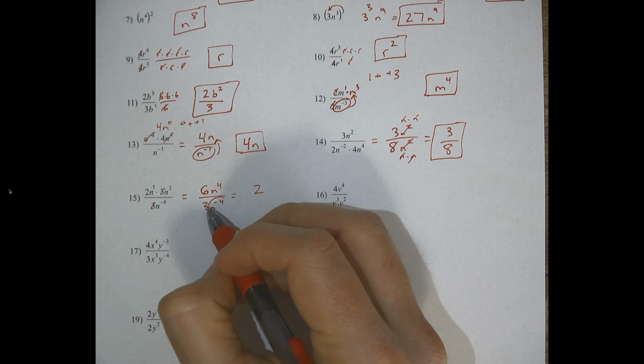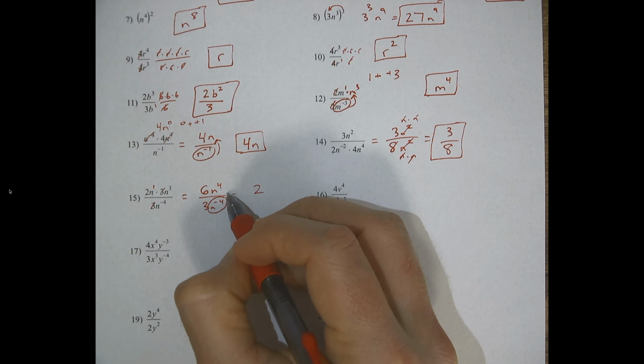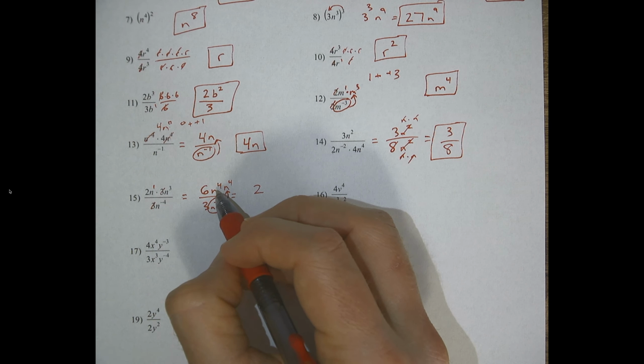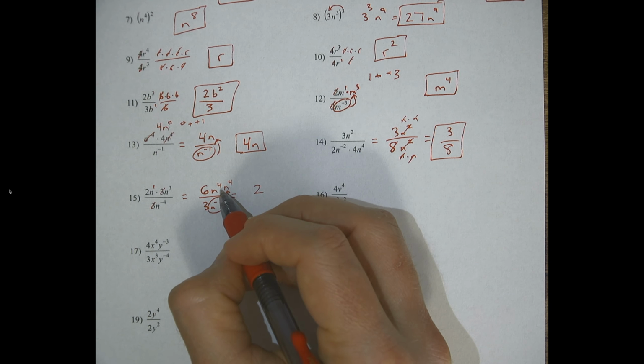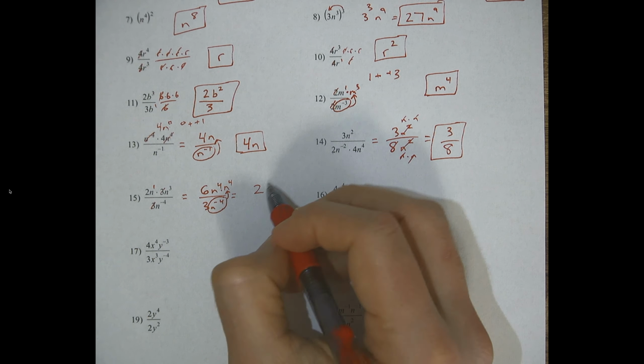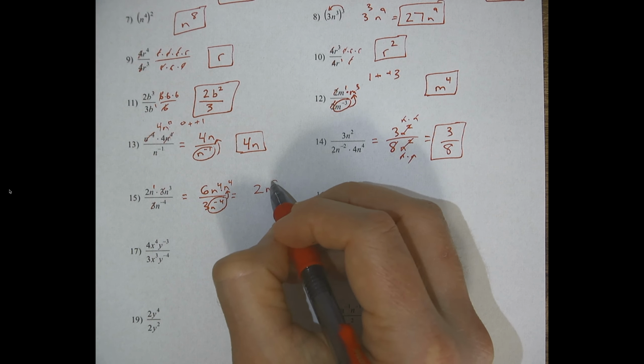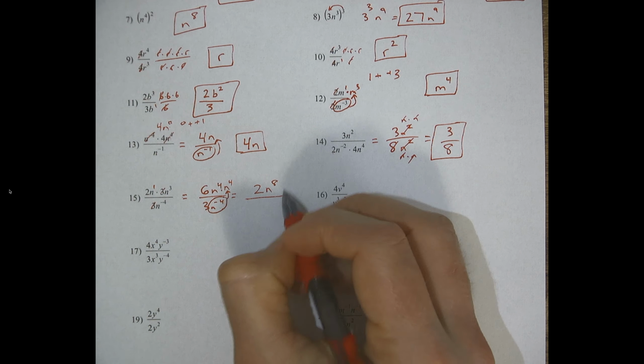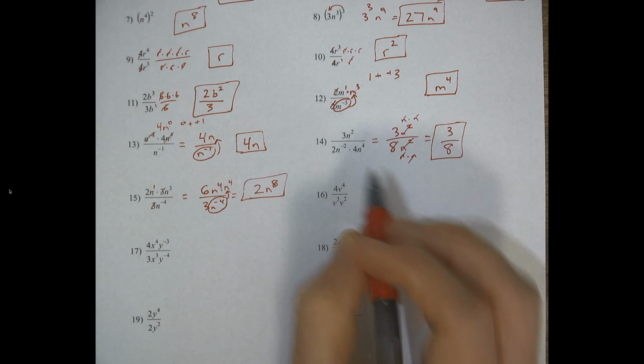So I want to fix the negative exponent by bringing it up top where it becomes a positive exponent. So now I have an n to the 4th and an n to the 4th, and these are being multiplied. And so that becomes n to the 8th. Nothing left on the bottom. That's my final answer.